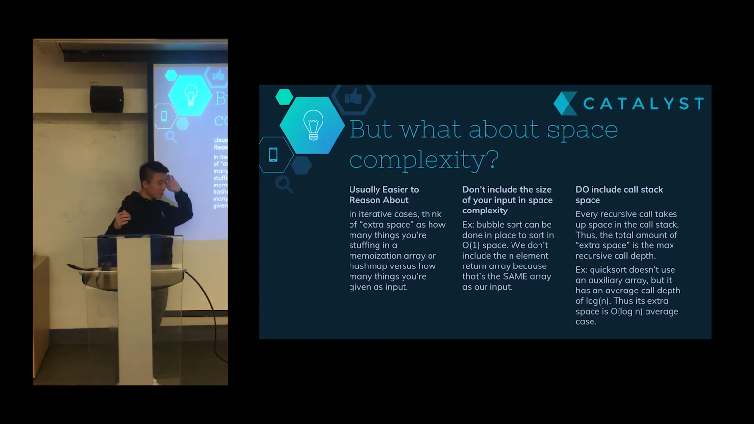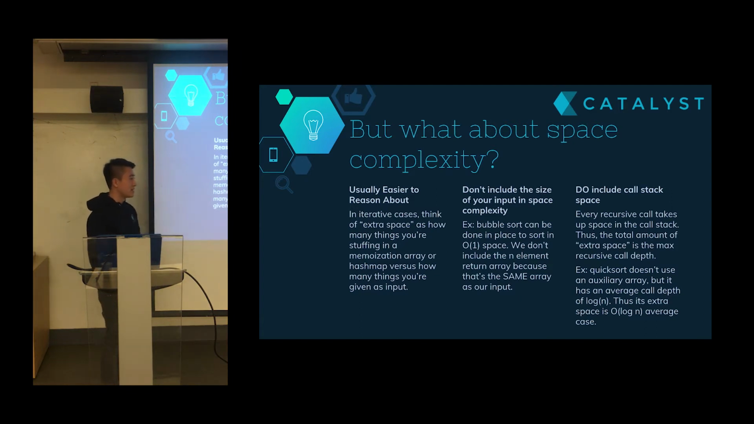Something important to know about this, or an important example, is quicksort, right? Quicksort also doesn't use an auxiliary array, but because it's a recursive function and it has an average call depth of O of log n, its extra space is O of log n in the average case. That is, if you write a recursive quicksort.